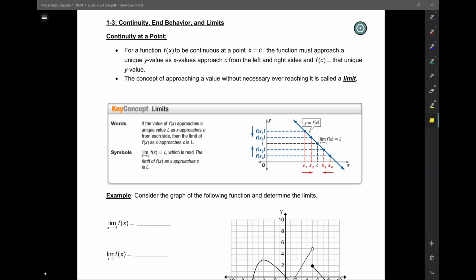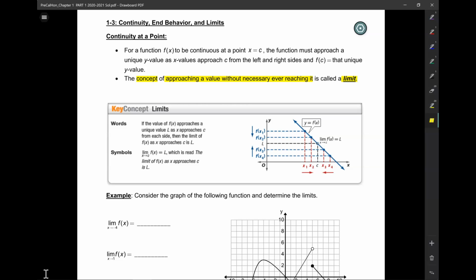Hi guys, today we're going to start talking about lesson 1.3, continuity. But before we can talk about continuity, we have to talk about this thing called a limit. A limit is the concept of approaching a value without necessarily ever reaching it.